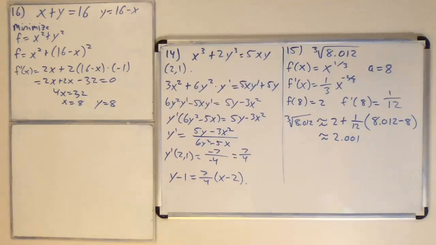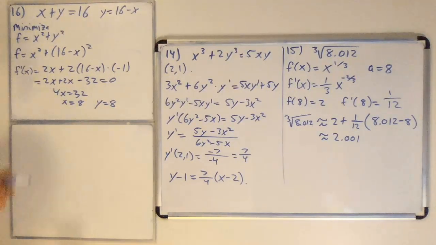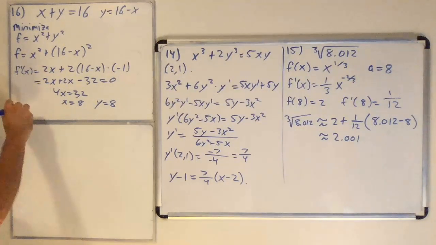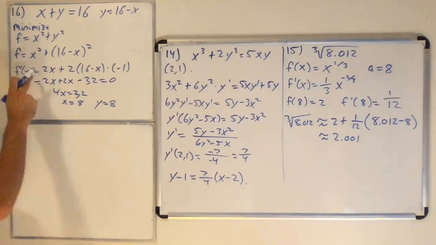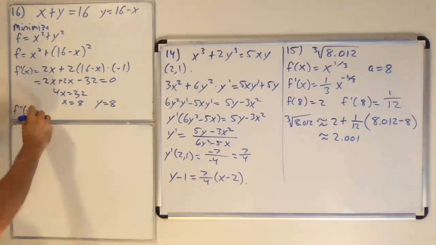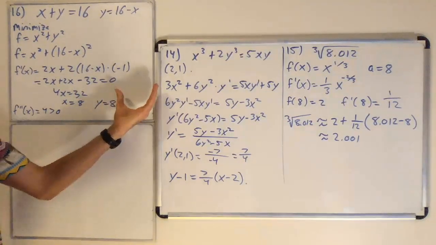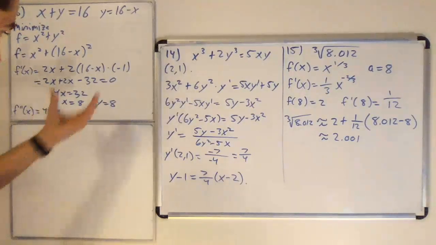All right, and we know that this is a max because, we don't know it's a max. We know that this is a min because the second derivative f prime prime of x would be 4 in this case, right? The derivative of 4x minus 32 is 4, which is positive. So the graph would look like a parabola going upwards.